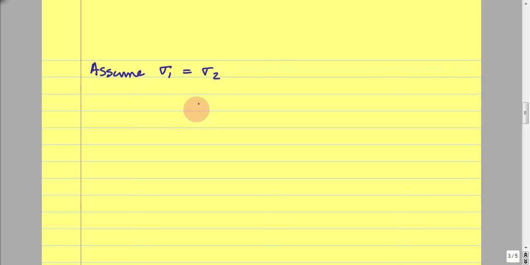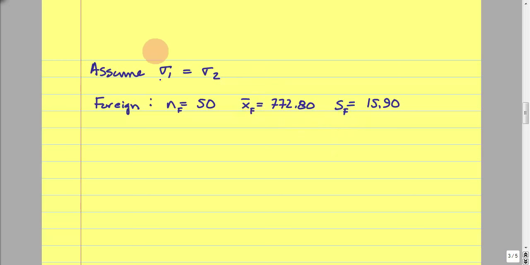Now here, for our foreign cars, we do a random sample of foreign cars and look at the car payments. For the foreign cars we have 50 people that we selected, and for those 50 people we found that their average car payment was $772.80, and the standard deviation was $15.90. If we wanted to keep track of this, we could call this n sub f for foreign, x bar sub f for foreign, and s sub f for foreign. It just helps us keep track.